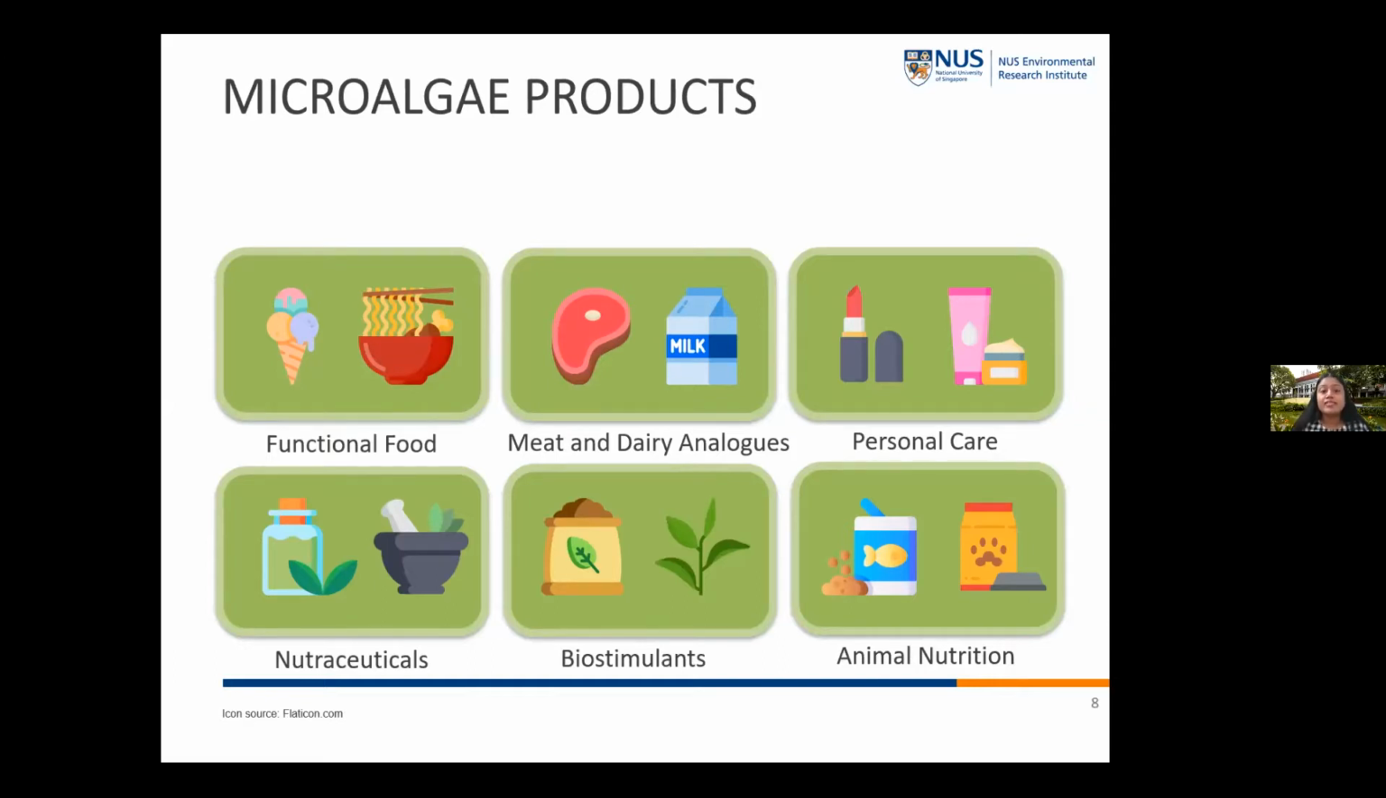We can also extract protein from microalgae and convert it into alternative meat or alternative dairy. Companies like Impossible and Beyond Meat are extracting plant-based proteins, for example, pea protein or soy protein, and converting them into alternative protein. Now, microalgae protein could also be a good option for such industries. Microalgae also contain pigments and omega fatty acids, which are very good for personal care and nutraceutical sectors.